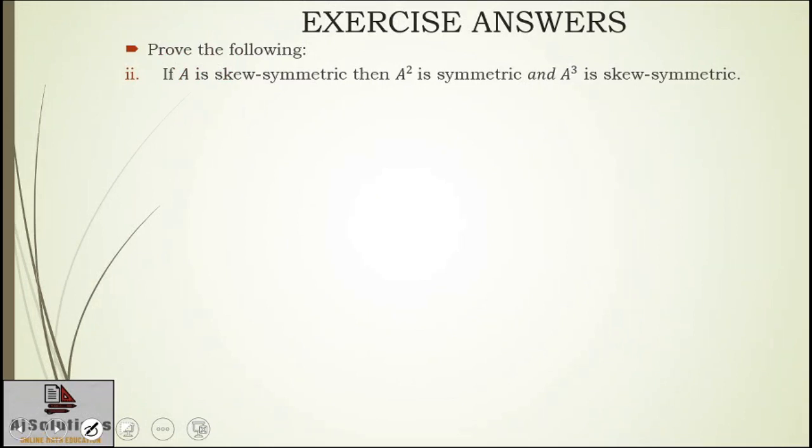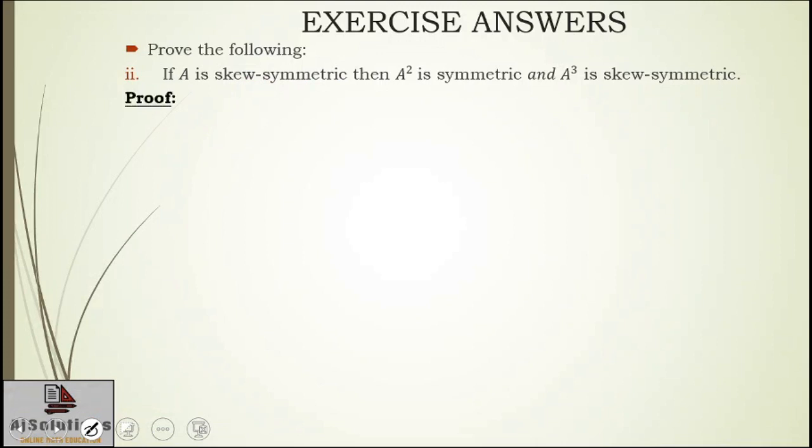So here is our next problem. You have to prove if A is skew symmetric, then A square is symmetric and A cube is skew symmetric. So here you have to prove these two statements, A square is symmetric and A cube is skew symmetric, for a skew symmetric matrix A. Okay, so let's begin with the proof.